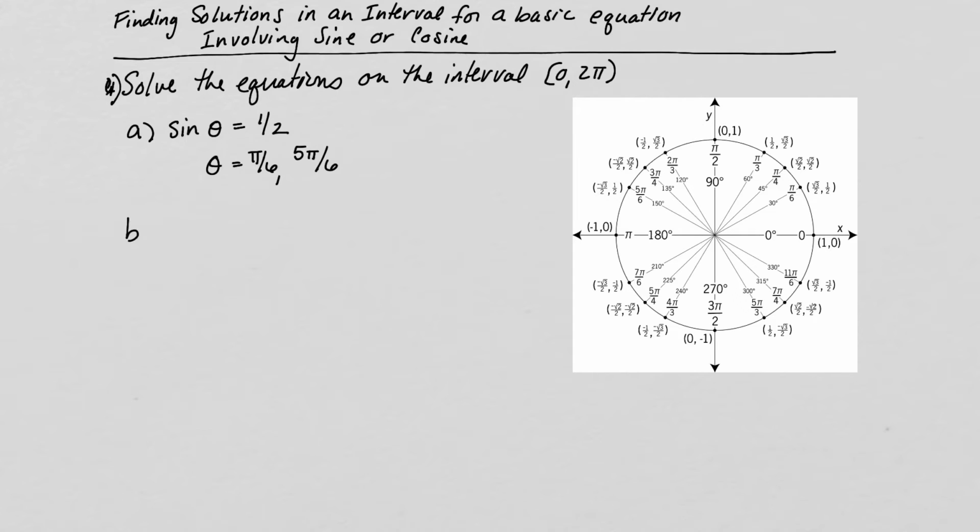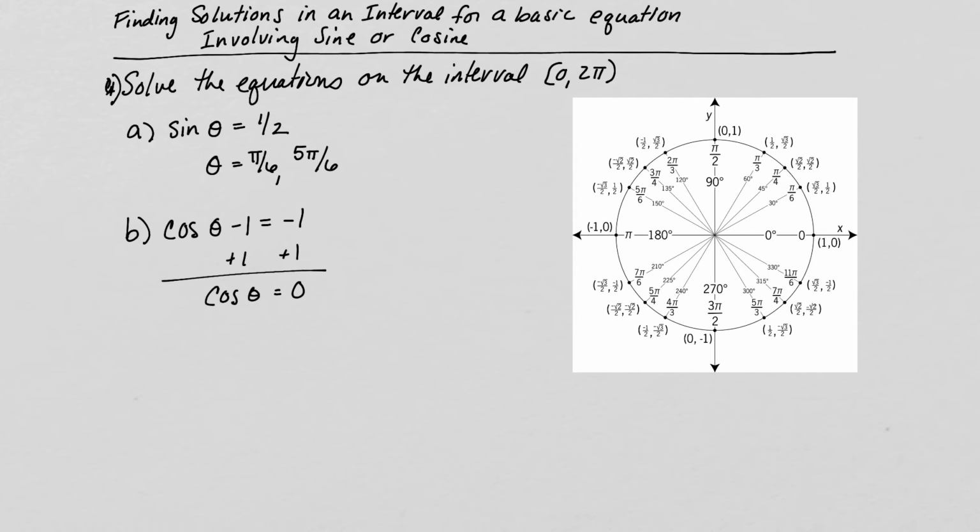So let's try another one here. What about the cosine of theta minus 1 being equal to minus 1? So in this problem, the very first thing we want to do is isolate the trig function. So if you're given an equation to solve and the trig function is not isolated, that's the first thing you want to do. So we're going to add 1 to both sides to isolate our trig function. So we've got the cosine of theta is equal to 0.